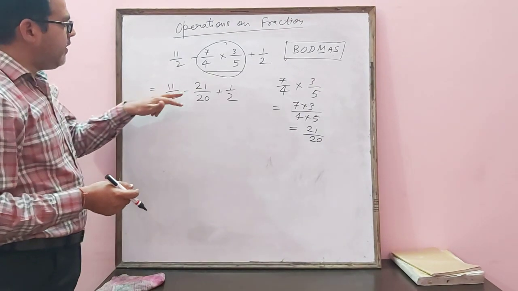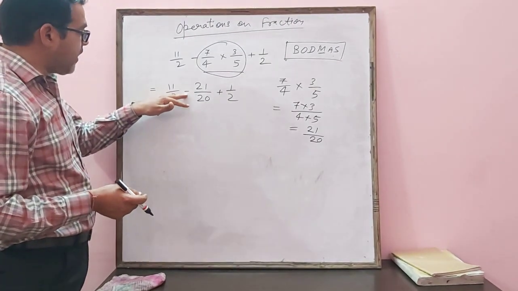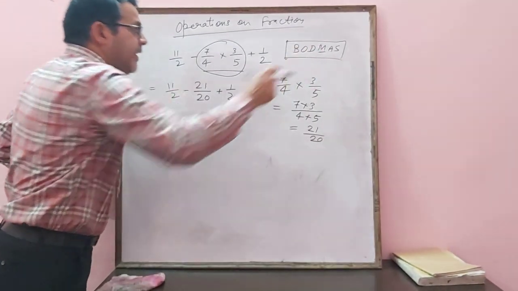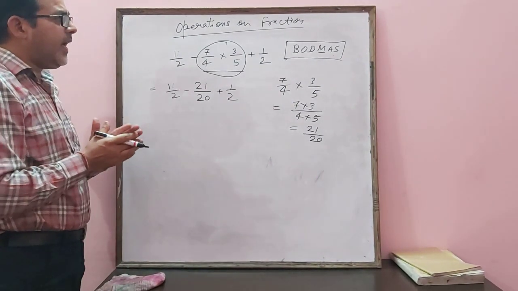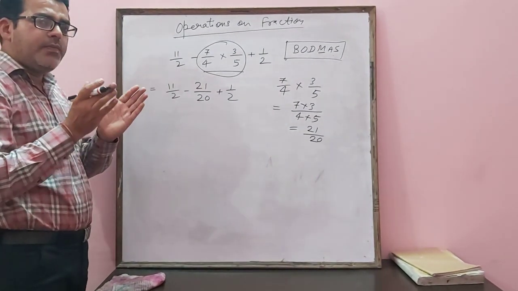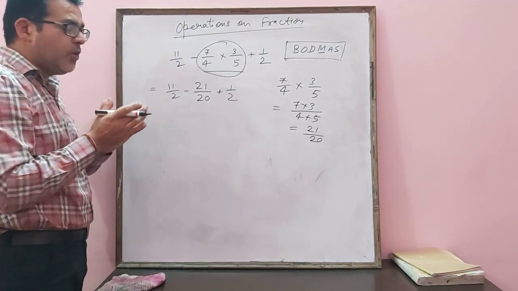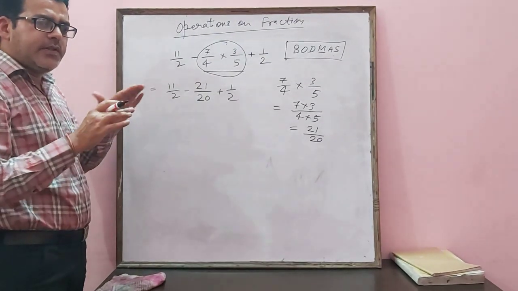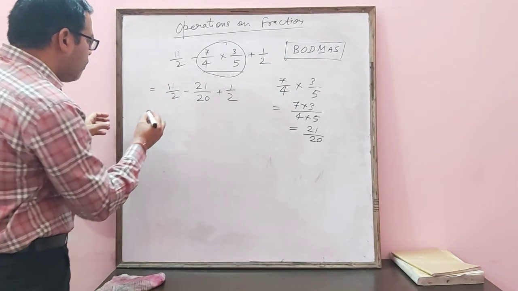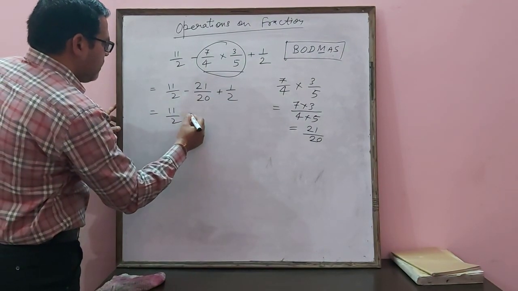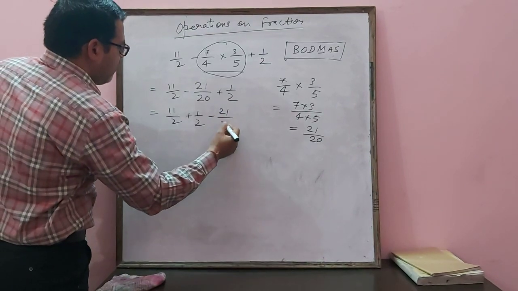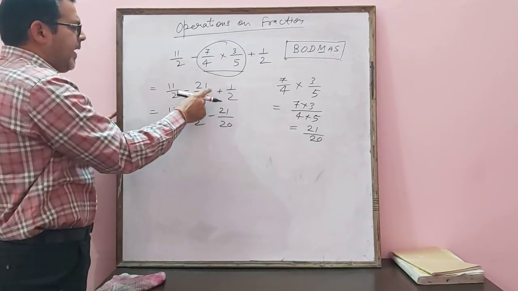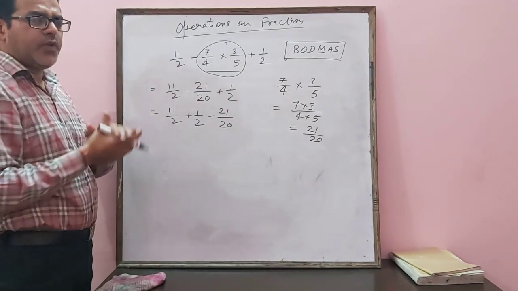Now you can see the subtraction and addition are there. According to the rule we go with addition, but addition and subtraction both have similar priority. You can do both things at one time. It means either you can subtract or you can add. The result doesn't change. So according to the rule, first we will add. So I have shifted this 1 by 2 next to 11 by 2, and minus 21 upon 20 I have written on the other side.